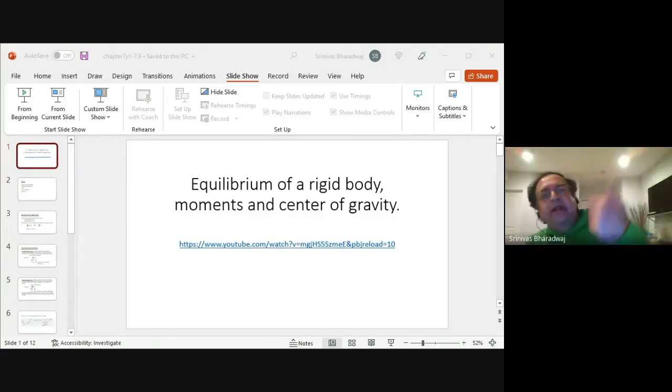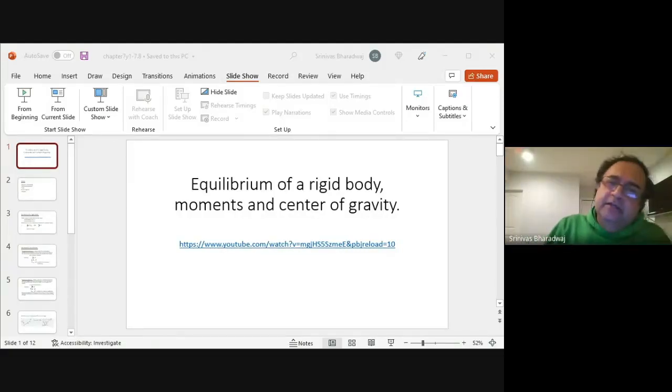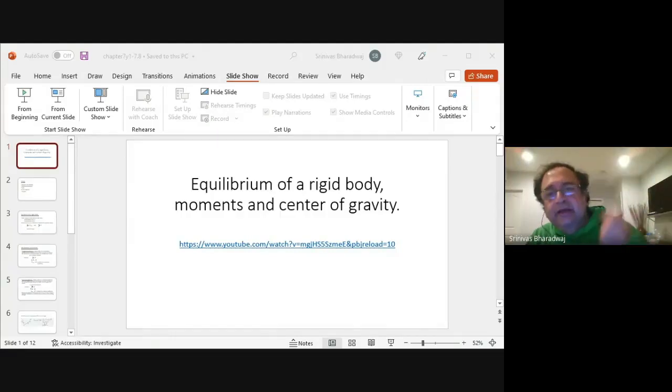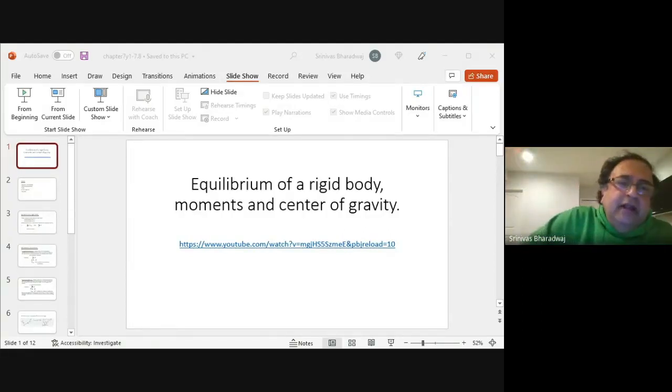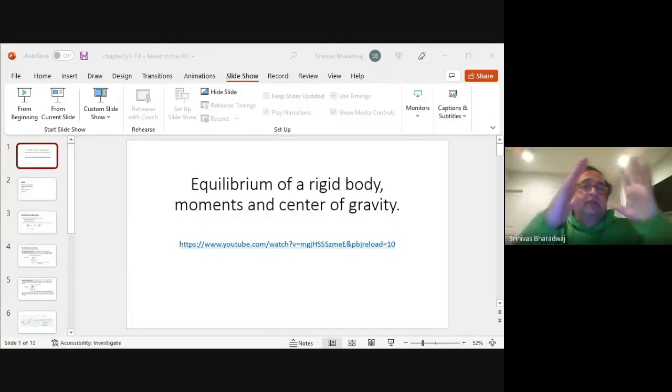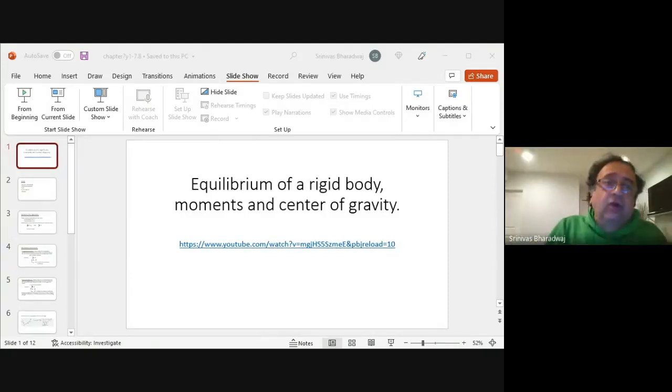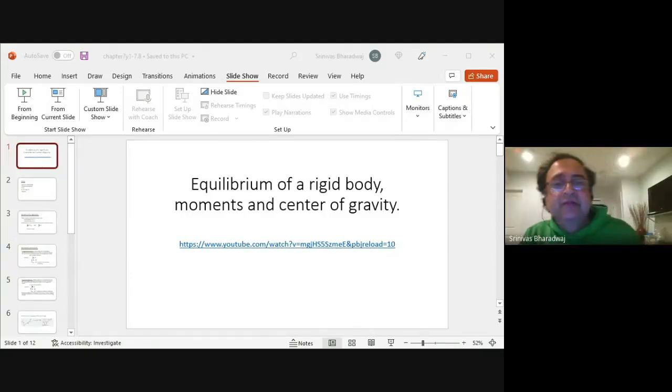You take moments about an axis, and you have to choose the right axis about which you take moments. The dynamics of a lever and all these ladder problems deal with the dynamics of a rigid body. Sometimes when we say dynamics, the body may be stationary, so you evaluate moments and the moments will be zero. That is a very important point to learn.